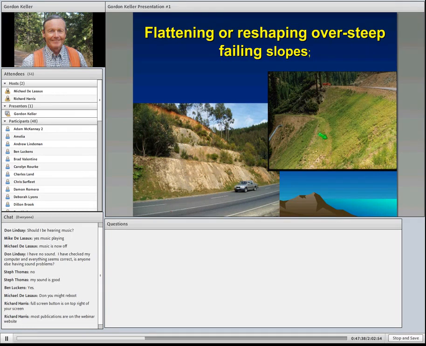And what these benches or terraces do is a couple things. One, it effectively flattens this whole angle, gives a place for the rock to catch, gives a place for vegetation to grow, and breaks up the long flow of water. So there's a lot of advantages to having terraces, and you usually see them maybe every 15 to 25 feet high on a high cut slope or a high fill slope.